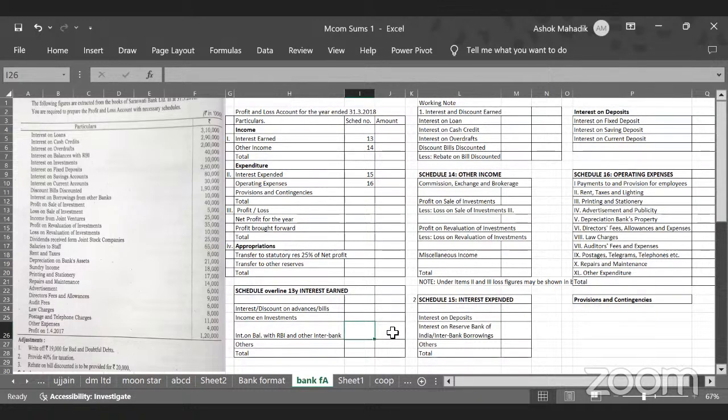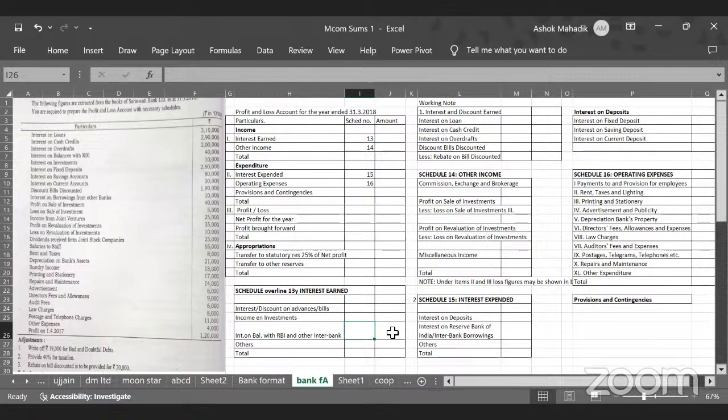If they had missed it earlier, they will understand it now. Okay, so balance with RBI is income for us, because we have kept balance with RBI and RBI has paid interest to us. So that's our interest income. So schedule number 13.